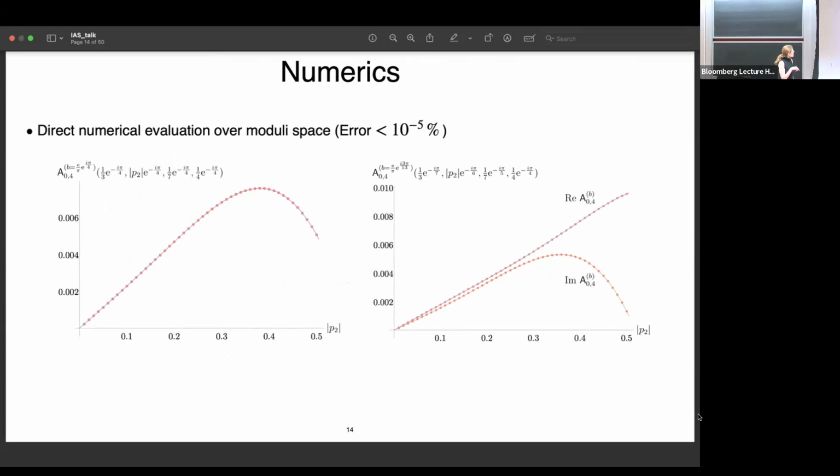Just by using this formula that we bootstrapped, for A04, you can put this moduli space integral on the computer. And in putting it on the computer, you get this line here. Just plugging in this formula from the previous slide, you get these pretty cool looking plots. And the error here is very tiny.